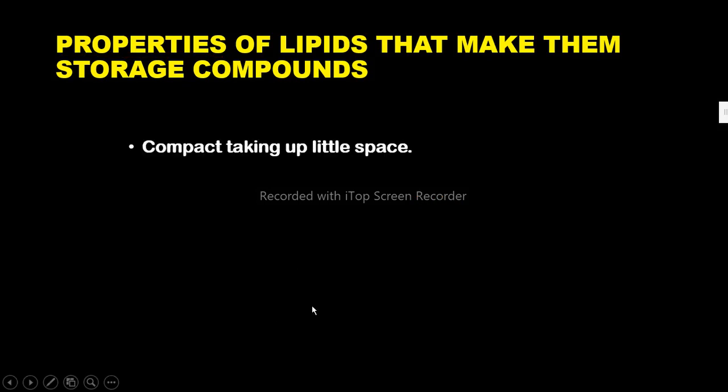They are compact. They are highly compact. Hence they take up little space for storage. Because for you to store, you must have a store. So imagine if they were just parallel. How much storage space would you require? But because they are highly compact, they take up little space for storage.